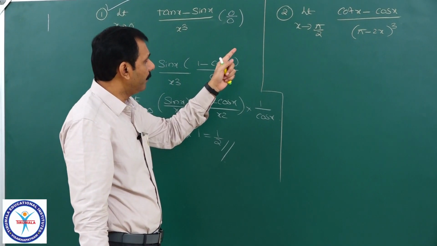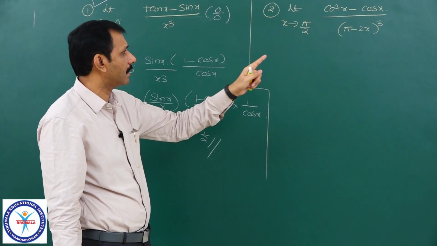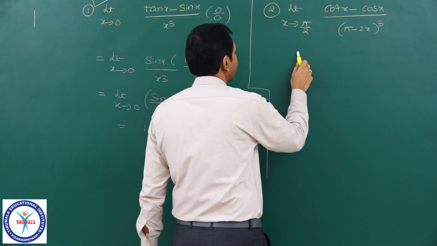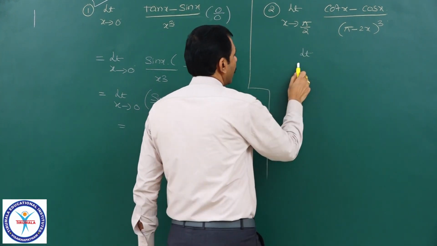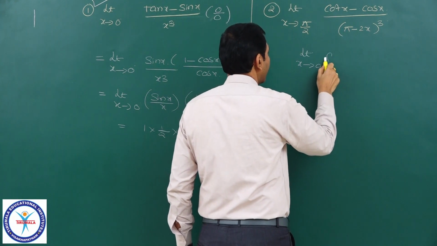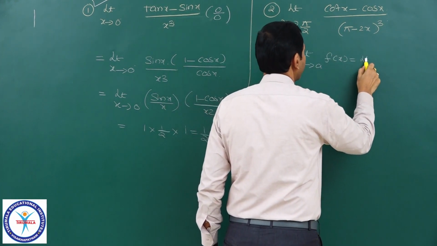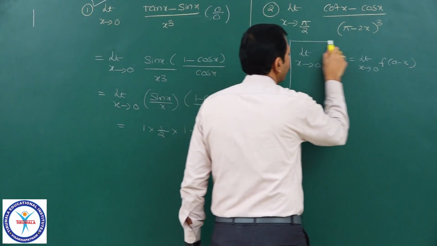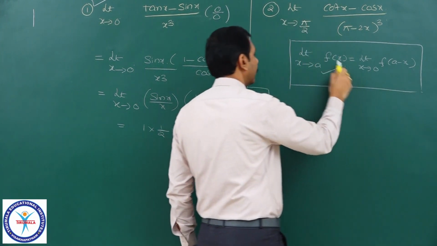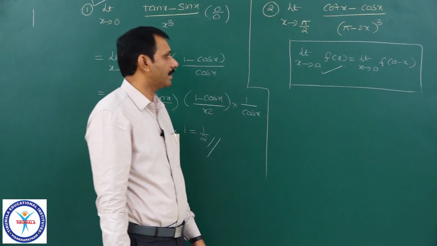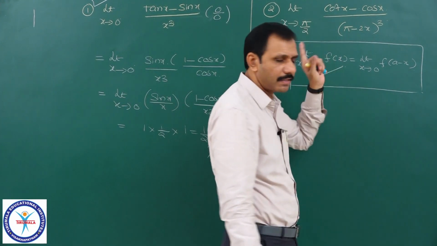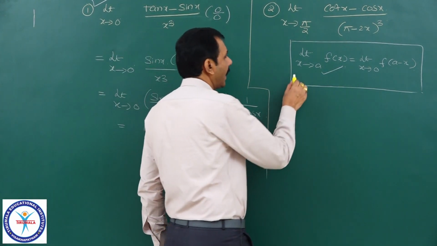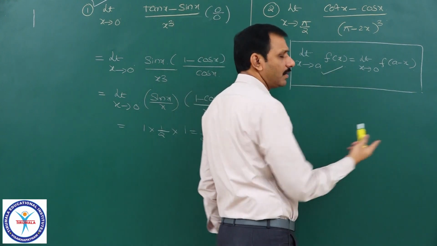But see, limit as x tends to pi by 2 of (cot x minus cos x) by (pi minus 2x) whole cube, I want. You observe, you have seen this property. Limit x tends to a of f of x can be written as limit x tends to 0 of f of a minus x. Whenever you come across this limit, limit x tends to a of f of x, as x tends to 0, replace x by a minus x. It is nothing but as x tends to a, a minus x tends to 0.